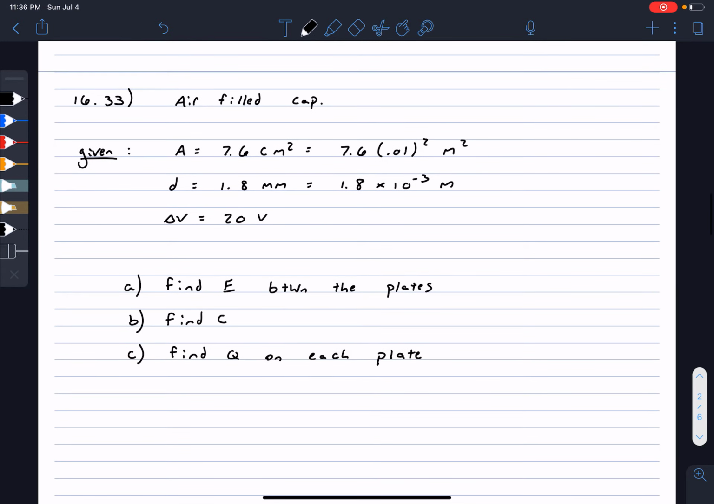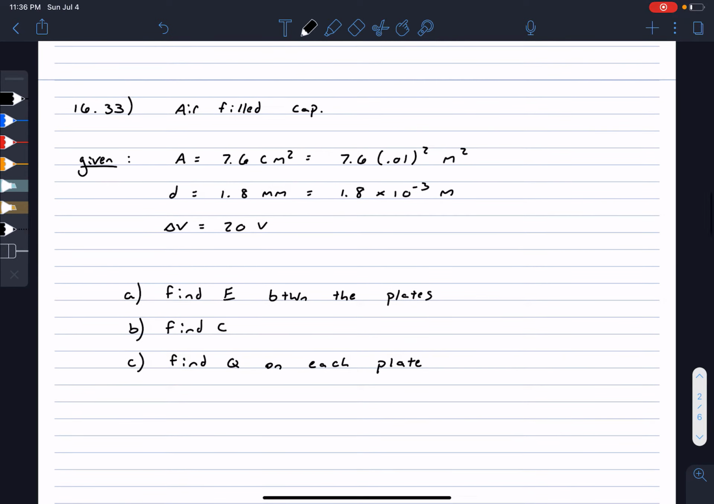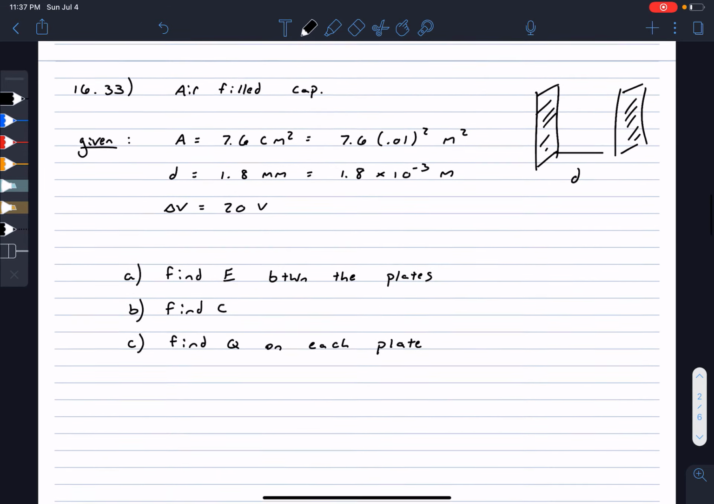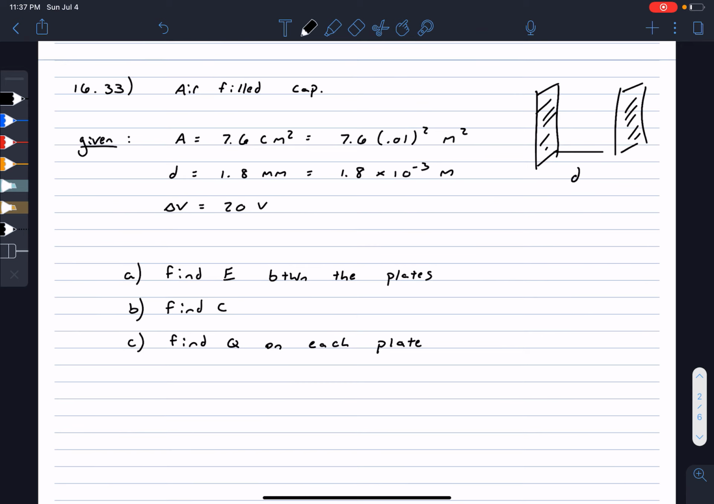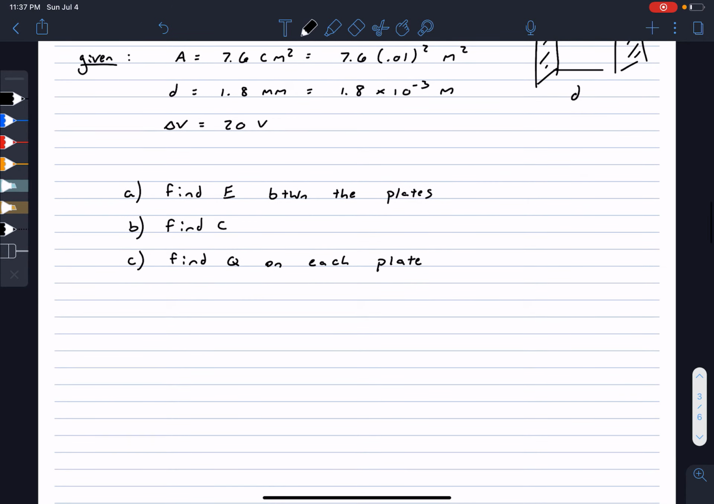We're given an air-filled capacitor. We're told the area of the plates are these values here. It's written down in the book. The distance between them is this value here. So we have an air-filled capacitor. This is the distance, the distance between the plates. This is the area of each plate. Something like this, right? And we're told that there's an electric potential difference of 20 volts. We want to find the electric field between the plates.